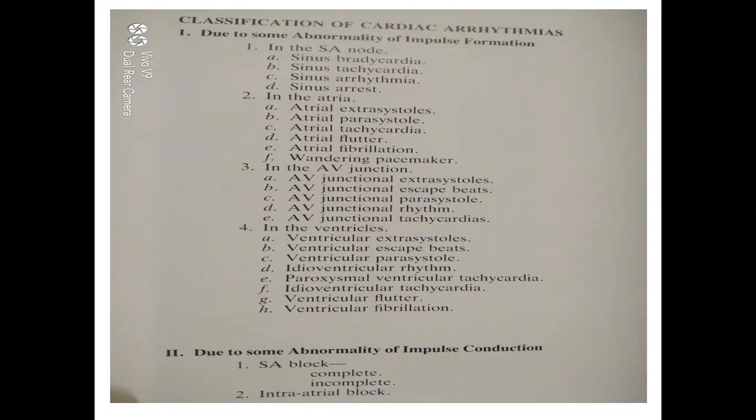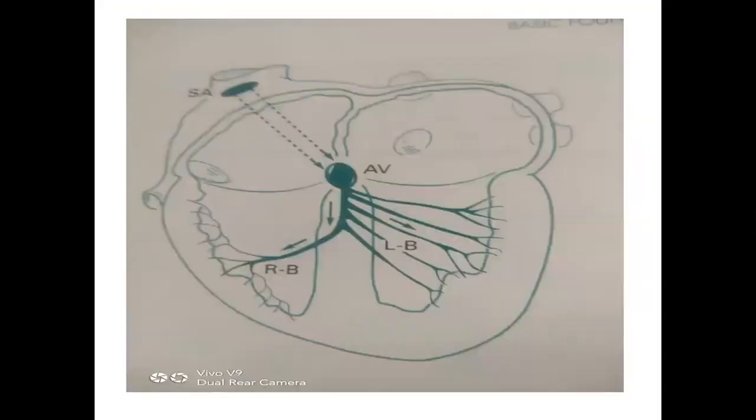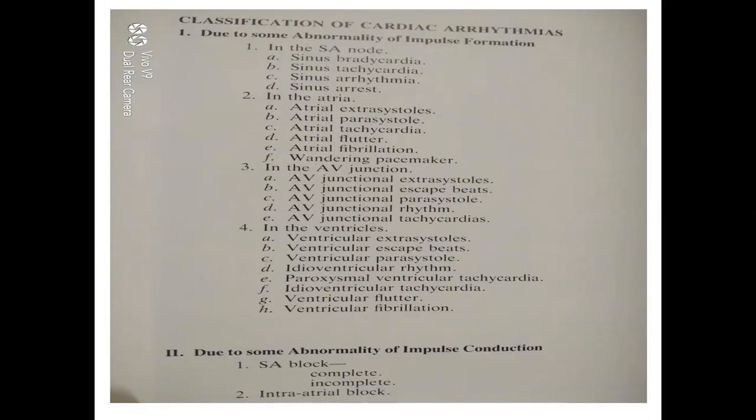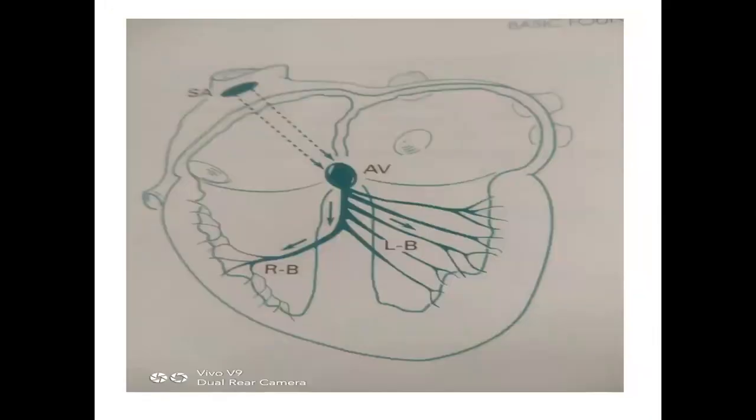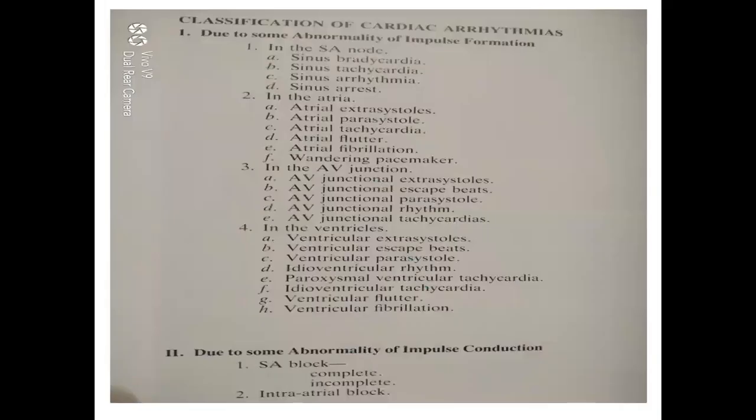You remember that picture? Fix it in your mind. This is P. This is PR. Now the junction has started from here, so where does P go? There is no P before; it is going to be after R. So only QRS will appear. Is it clear? Yes, sir.